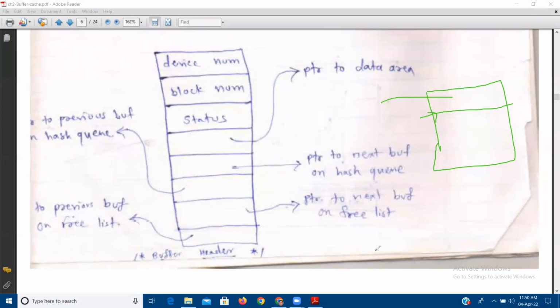So that's why 4 pointers are there. One pointer to the next buffer on the hash queue, a pointer to the previous buffer on the hash queue, a pointer to the next buffer on the free list, and a pointer to the previous buffer on the free list. So the detailed part we are going to cover in the next point.